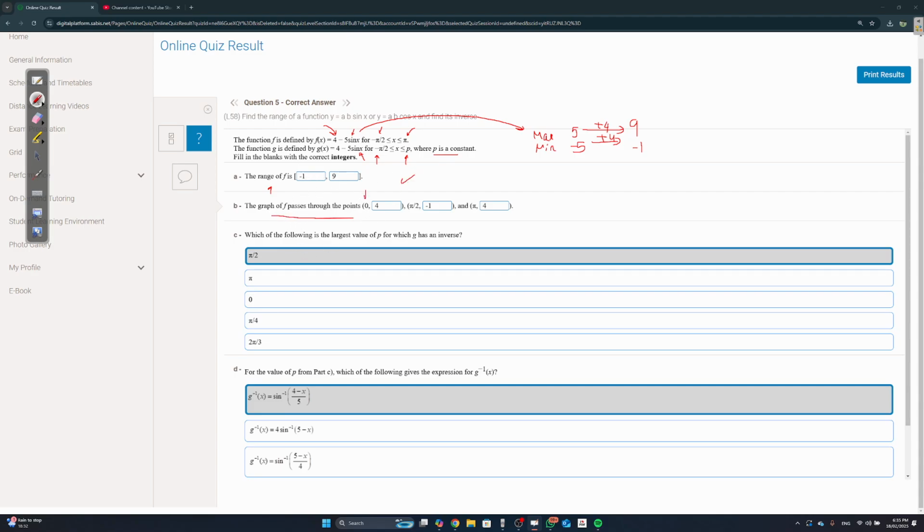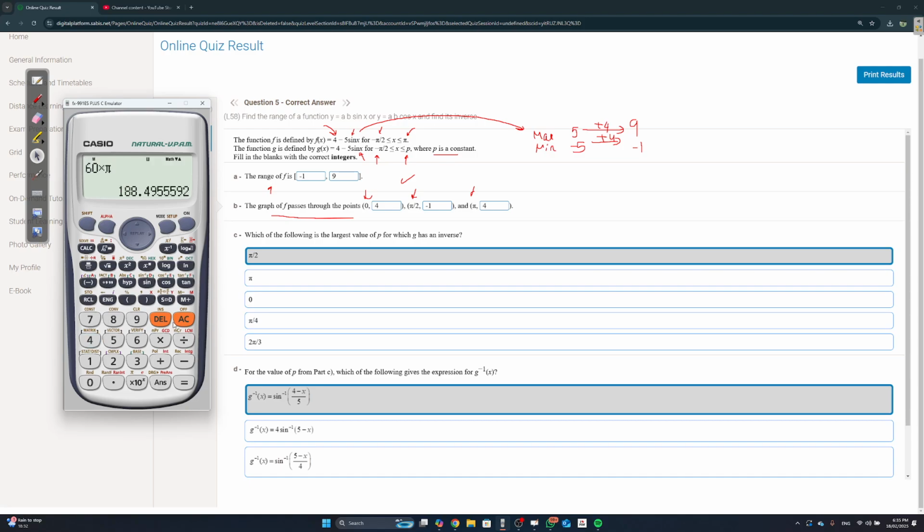The graph of f passes through 0, pi over 2, and pi. How do we do this? Open your calculator, change it to radians. 4 minus 5 sine 0, you get 4. 4 minus 5 sine pi over 2, you get -1. 4 minus 5 sine pi, you also get 4. So if you want to graph this, it looks like this: 0, 4, so over here, pi over 2, -1, okay, and then pi, 4. So it goes like this.